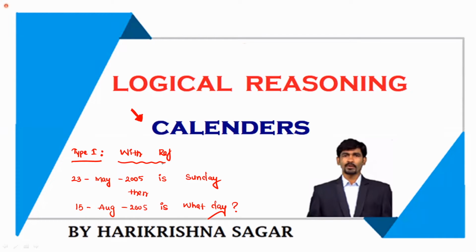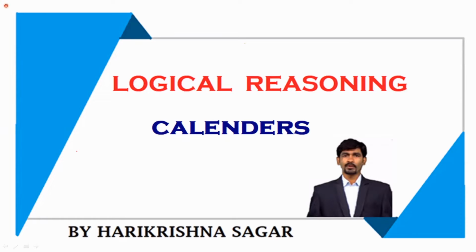And we can also see another type of question. So that is type 2. And we are naming this type 2 model as the without reference model. So without reference model means you are going to see a question like this. They are going to project a question as July 23rd. So directly they will give some information. July 23rd, 2018 is what day?